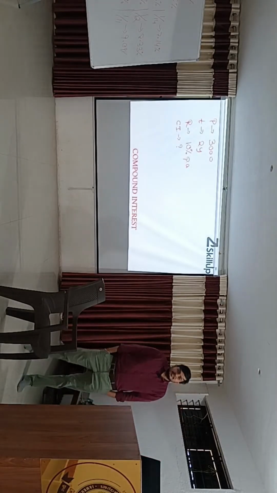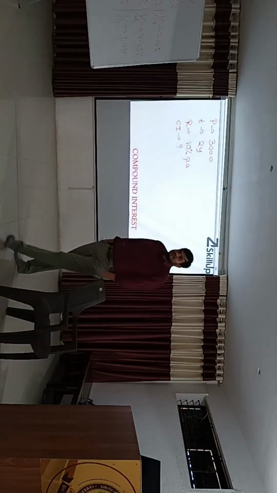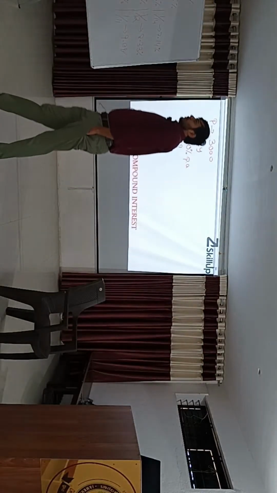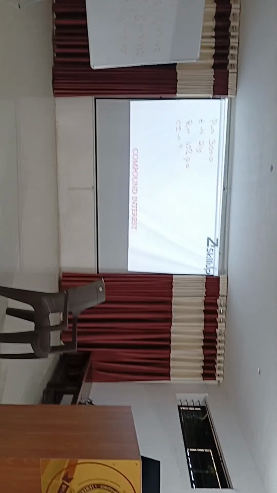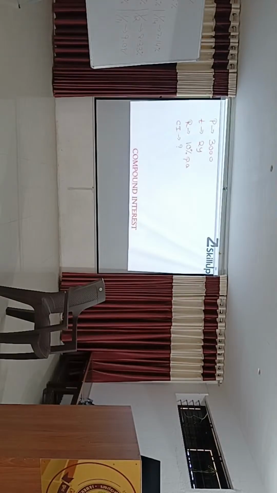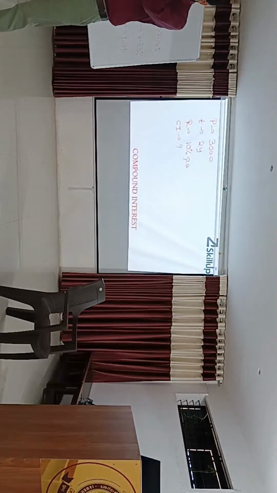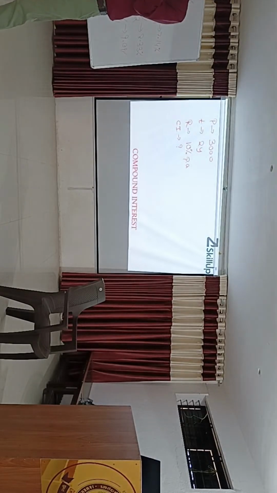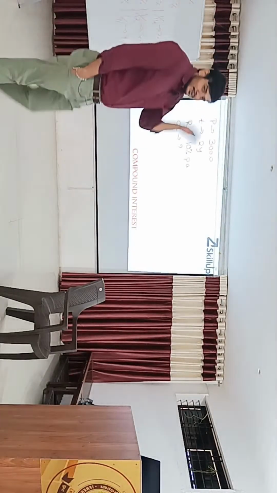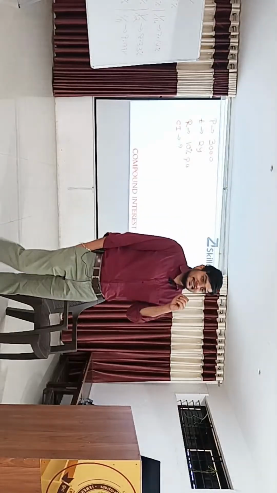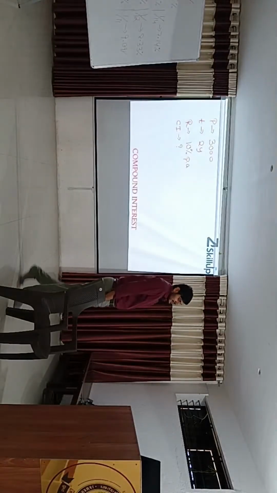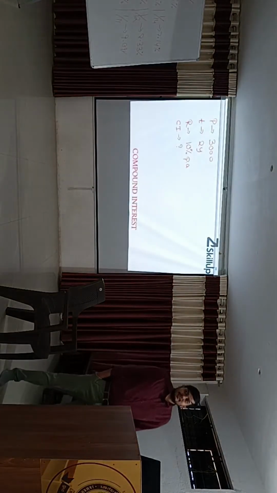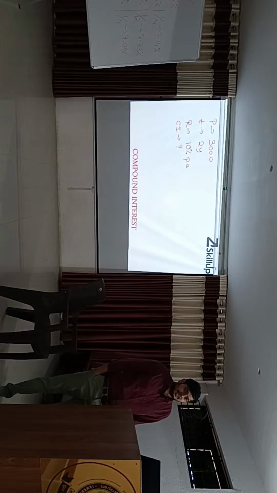You have the formula, substitute the values in the formula and you will get the answer. 3630. Principal amount and total amount. 3630. Total amount minus principal amount gives the compound interest, which is 330.